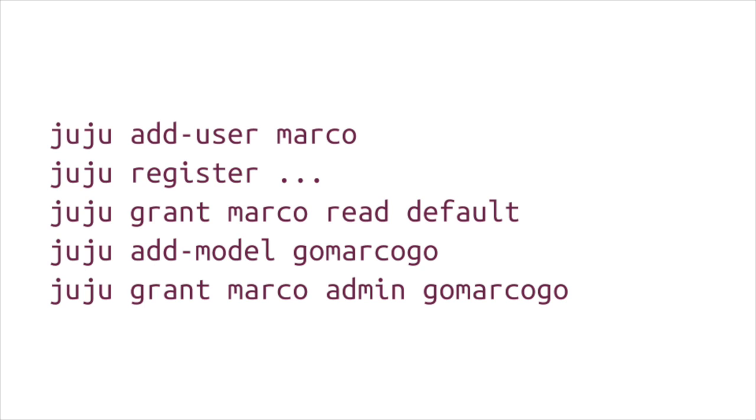And then at that point, Marco has permissions to log into the controller, but I haven't given him any access to any models yet. So now I have to grant Marco access. I'm going to give him read access to my default model, which means, haha, Marco, you can see it because you can audit it, and you can do my report for me on the audit. But you can't actually monkey with it, do anything to it.